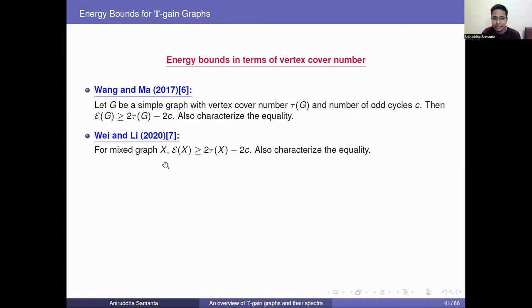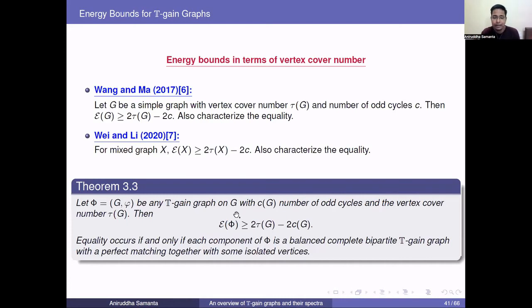Later, Wei and Li extended these results for mixed graphs. And here, it is possible to extend these results for T-gain graphs. So the energy of phi is greater than or equal to 2 times tau of G minus 2 times c. And equality occurs if and only if each component of phi is a balanced complete bipartite T-gain graph with perfect matching, together with some isolated vertices.